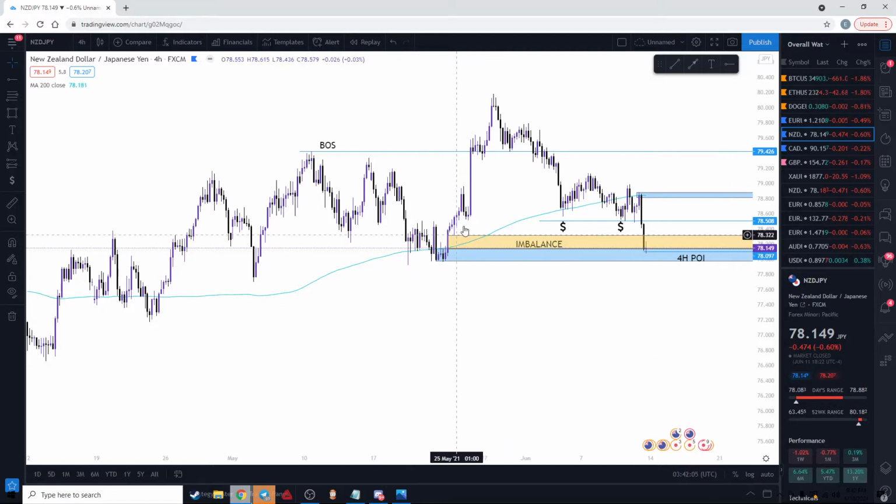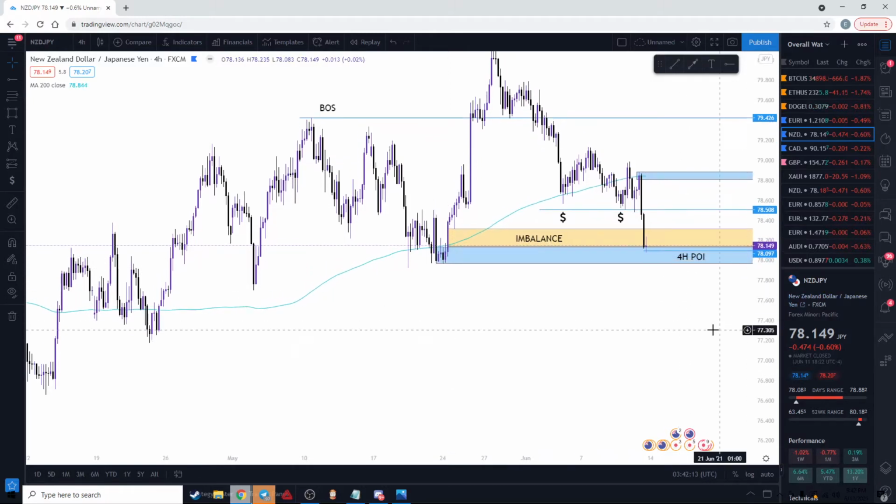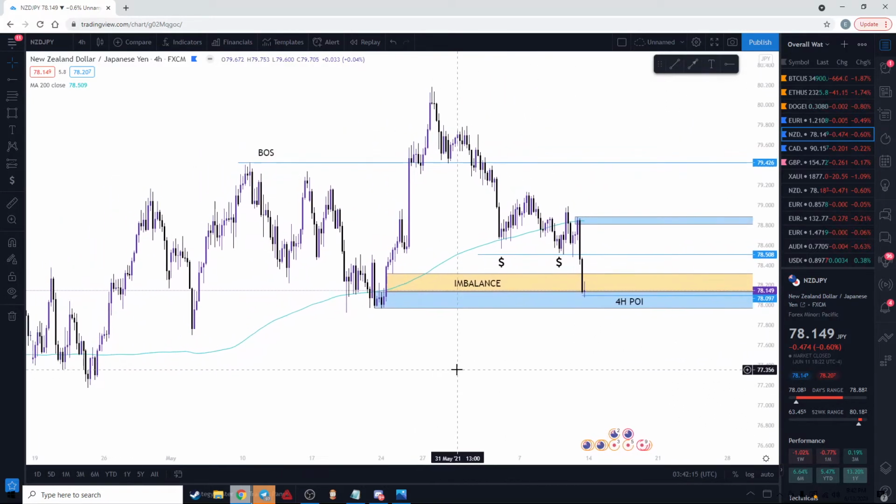But yeah, you guys are gonna notice I really do the same exact thing. So what we can see, like we saw on EU, is that I marked up this point of interest on the 4 hour right here. And why did I mark this up?